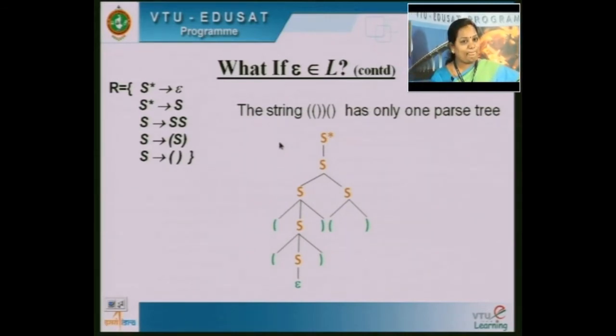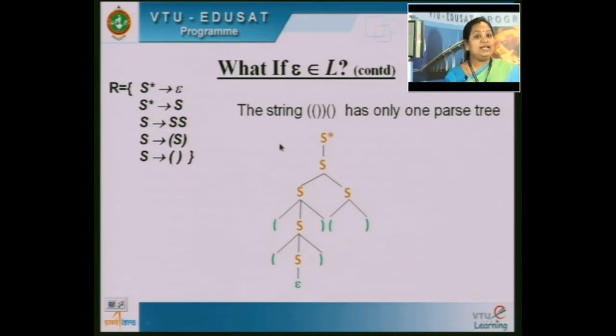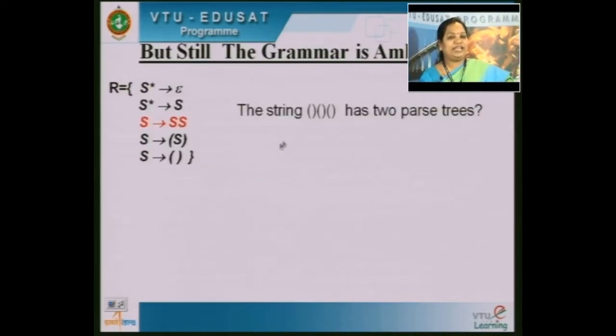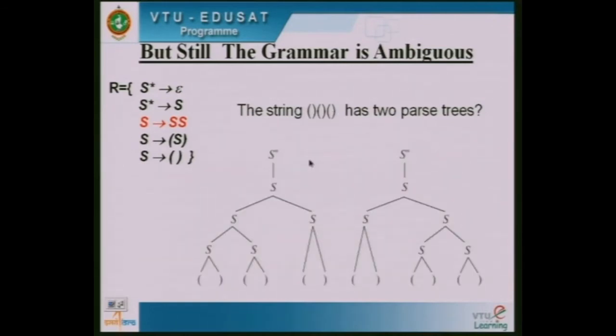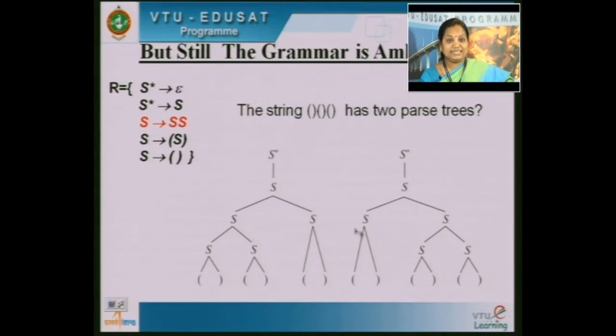Can I say that? Okay. Check this string: opening, closing, opening, closing, opening, closing. Same grammar, for this particular string, if I put parse trees, I will get two different parse trees. It means what? Still this grammar is ambiguous. See here, this is the first tree for opening, closing, opening, closing, opening, closing. This is the second tree obtained. Are both trees different? Yes, the grammar is ambiguous.